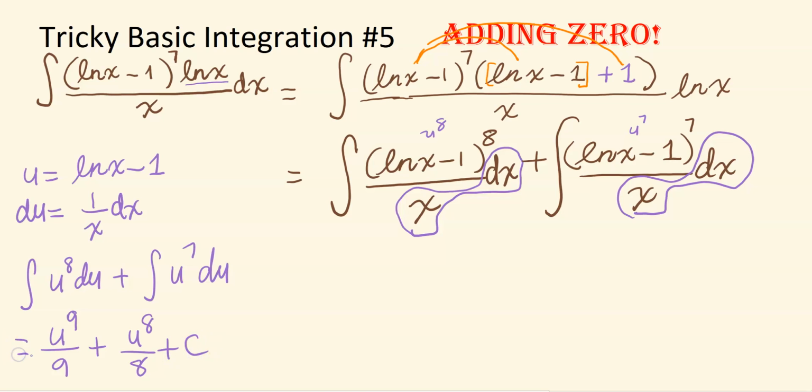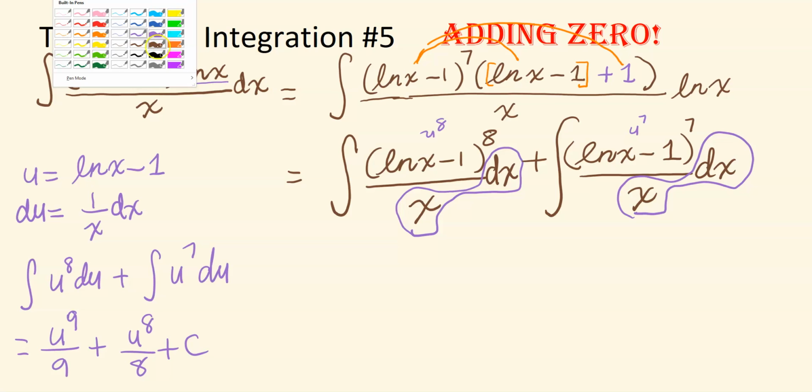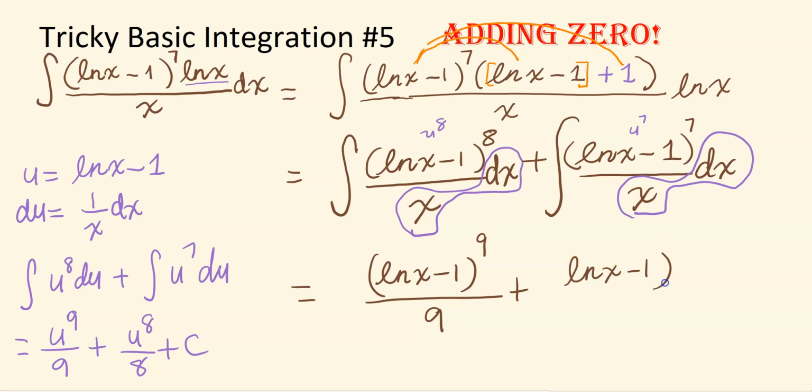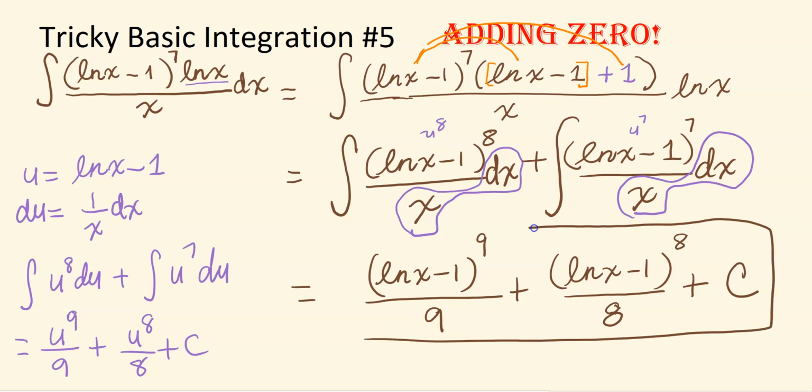And my answer to this problem would then be, with u being ln of x minus 1, ln of x minus 1 to the 9th over 9 plus ln of x minus 1 to the 8th over 8 plus c. And that is my final answer. I love adding zero. Adding zero is awesome.